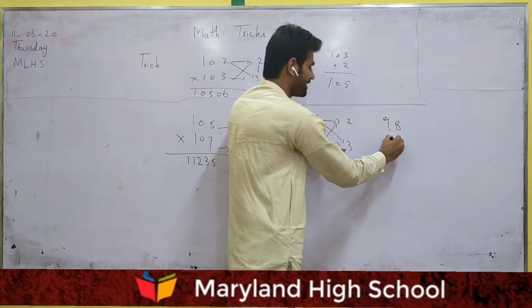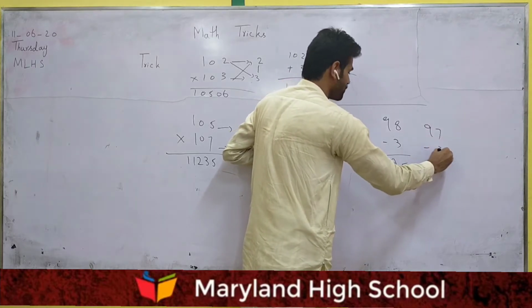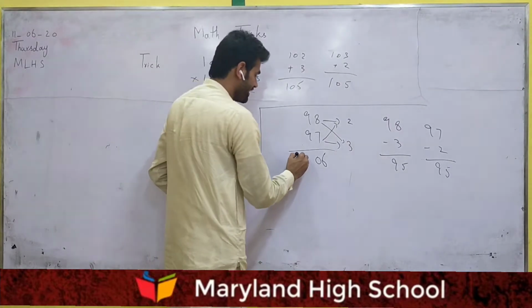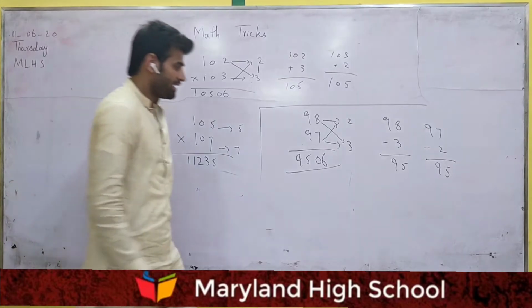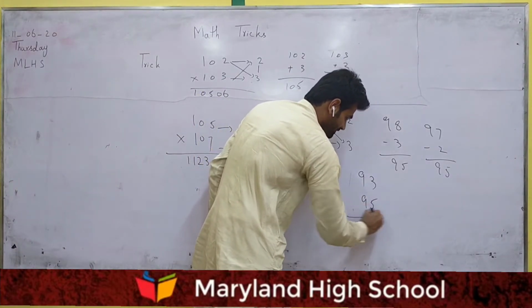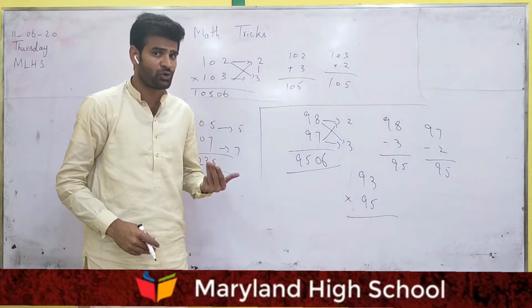98 subtract 3, we get 95. 97 subtract 2, we get 95. Again we get the same number, so write here 95. This is the multiplication of these two numbers. Take another example, 93 and 95. We find the multiplication using this method.